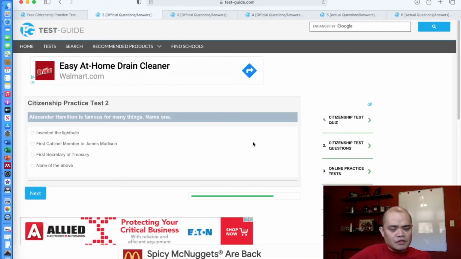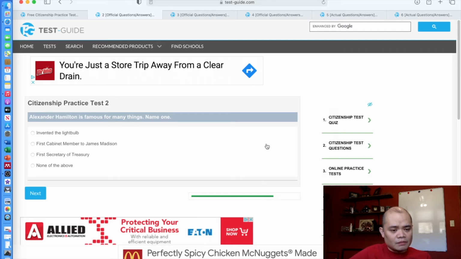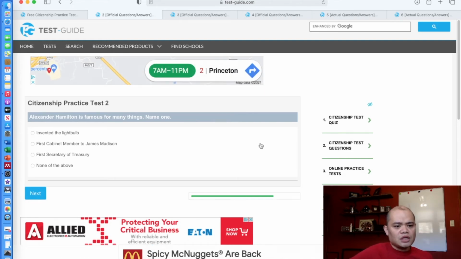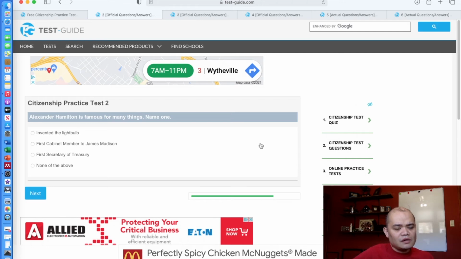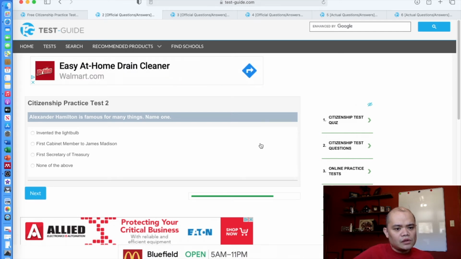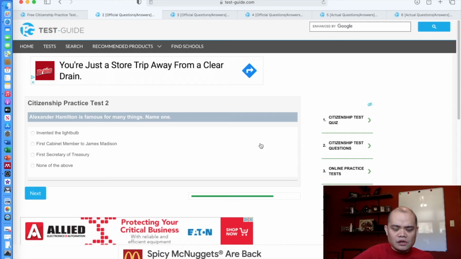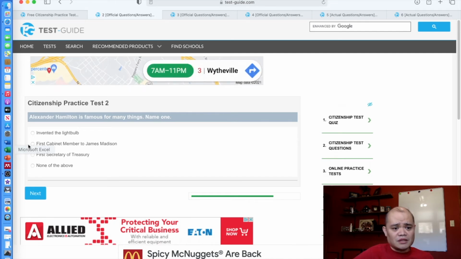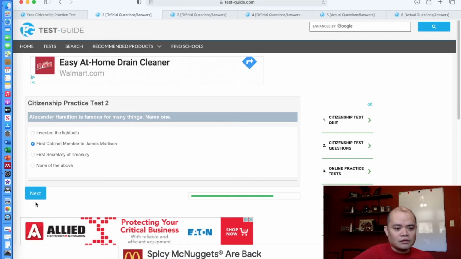Alexander Hamilton is famous for many things. Name one. Light bulb, first cabinet member to James Madison, first Secretary of Treasury. I think first cabinet member to James Madison. Let's try that. It's just a guess. I don't know.